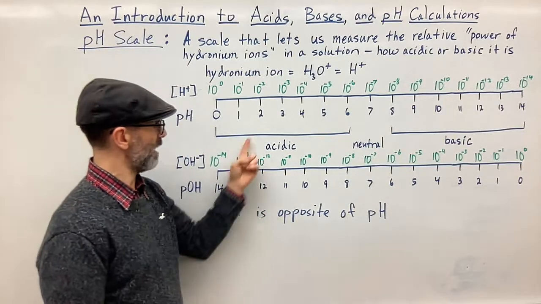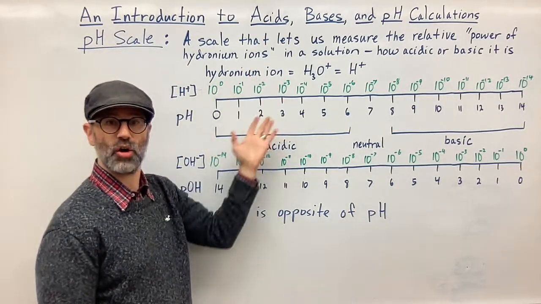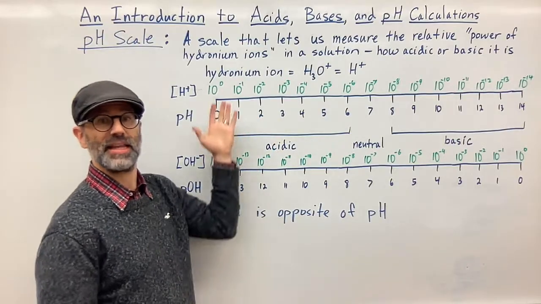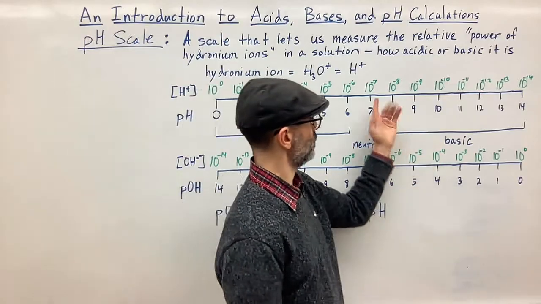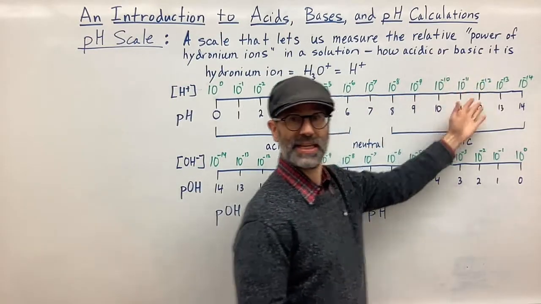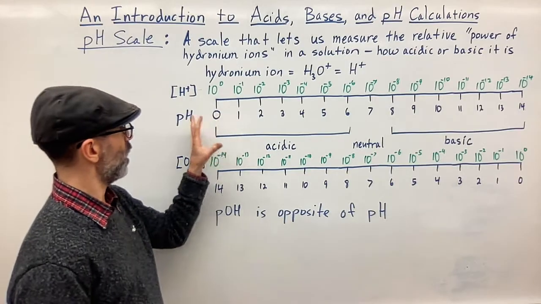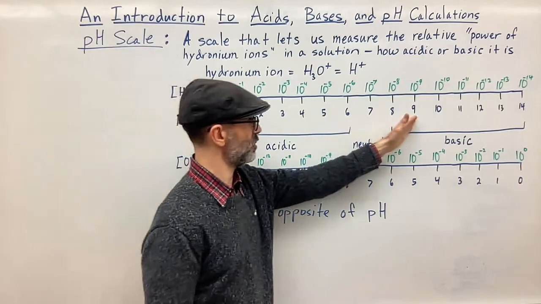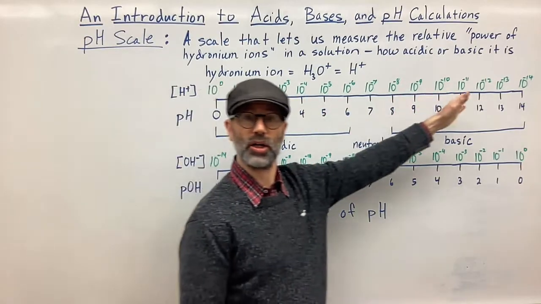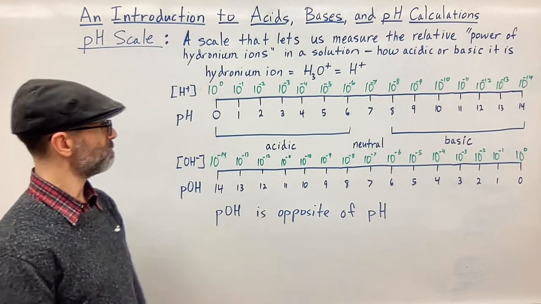So here we have acidic, so that means we have more H plus. If you have an acidic substance, that means you have more H plus compared to a basic substance, which has less H plus in solution. So this is going to be a measure of how much H plus we have in a solution. So the larger the pH number, the smaller the amount of H plus we have in solution.